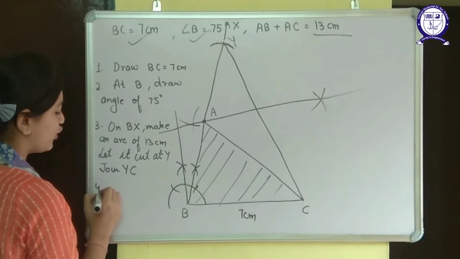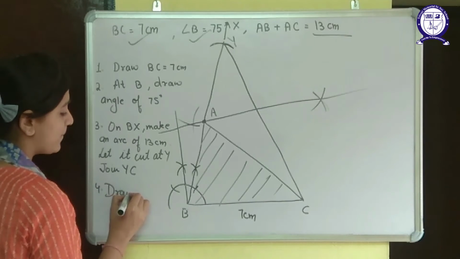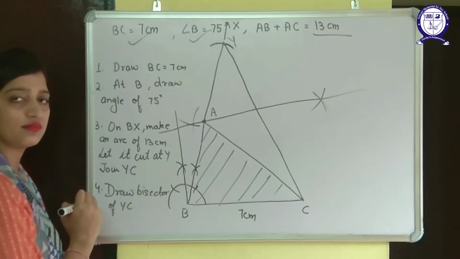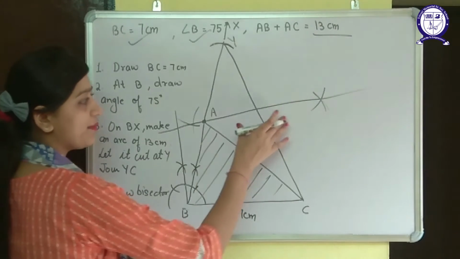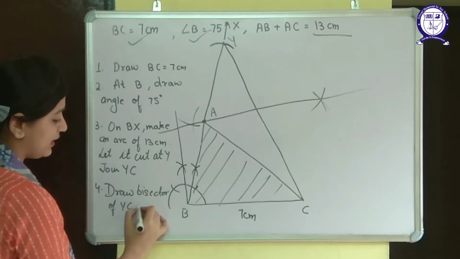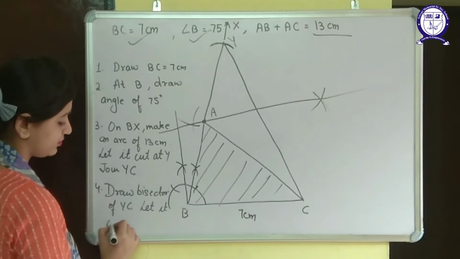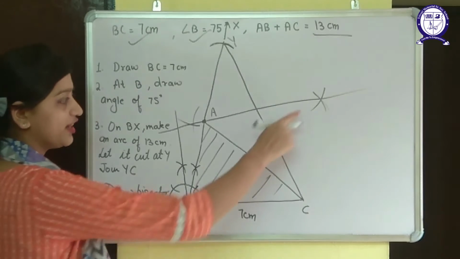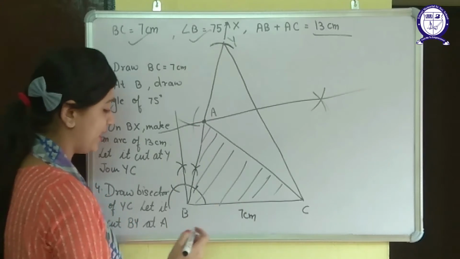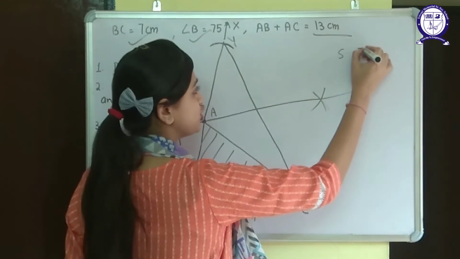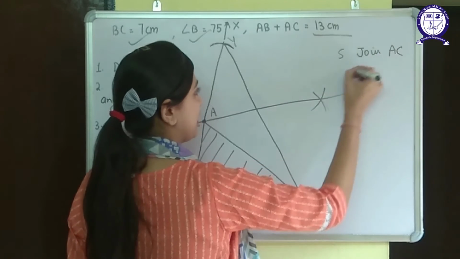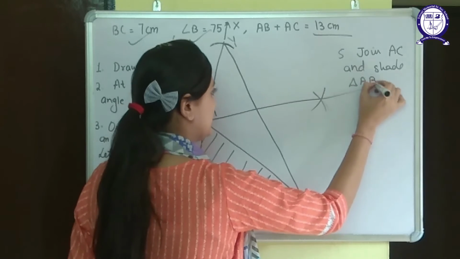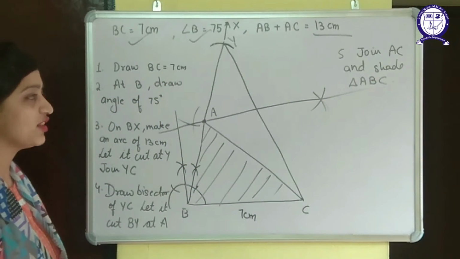Join YC. The fourth step was draw the bisector of YC. We drew the bisector of YC. Let it cut BY at A. Wherever it cuts this line, this will be my point A. Then the fifth step is join AC and shade triangle ABC. This was the construction of the triangle.